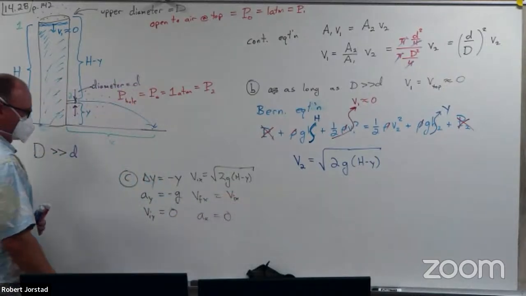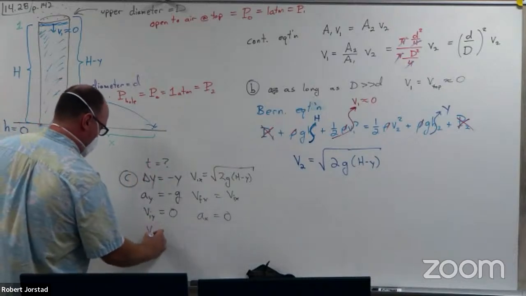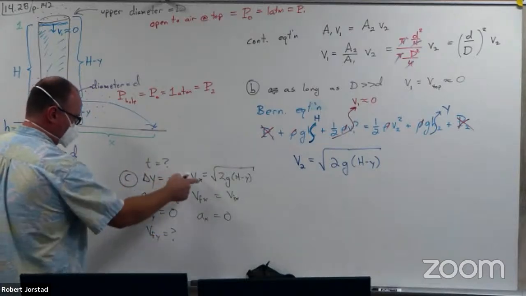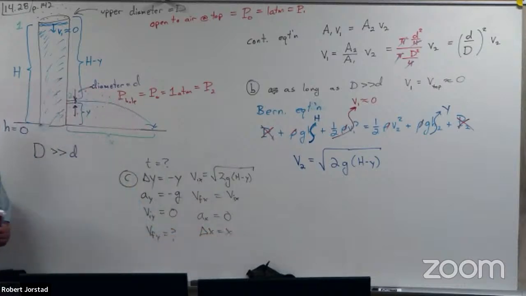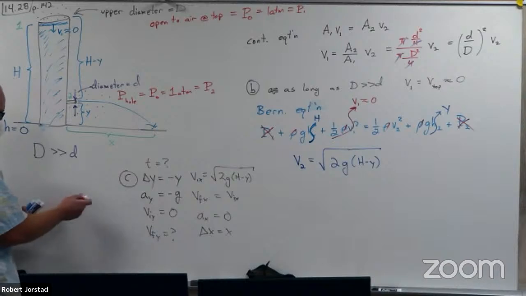What else? I should have written. We don't know the time. We don't know V final y. Oh, delta x. We do know that. What would you do? Write some equations, right? Well, in this case, I think I could get the time using this, right?